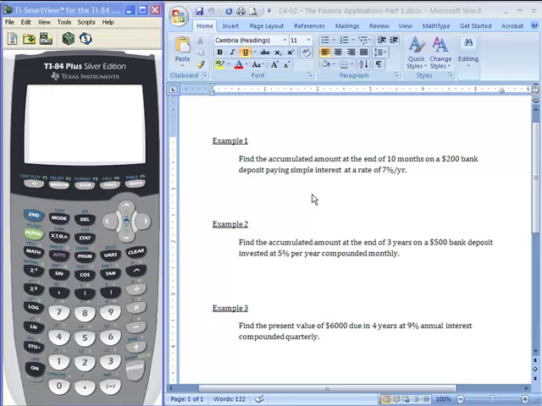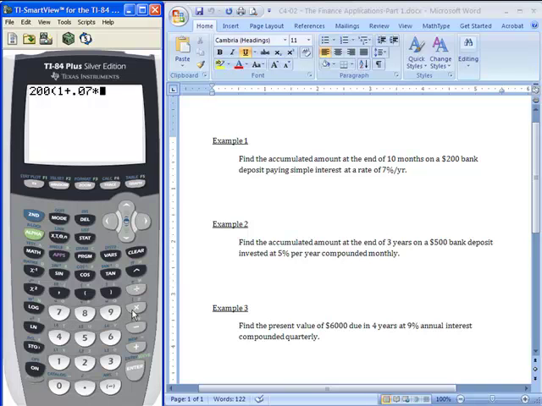Let's begin with example 1, which asks us to find the accumulated amount at the end of 10 months on a $200 bank deposit paying simple interest at a rate of 7% per year. In order to calculate simple interest, we take the amount of the principal, in this case $200, so we'll type that into our calculator. And we multiply that by 1 plus the rate times the time. In this case, our rate is 7%, or 0.07 in decimal.